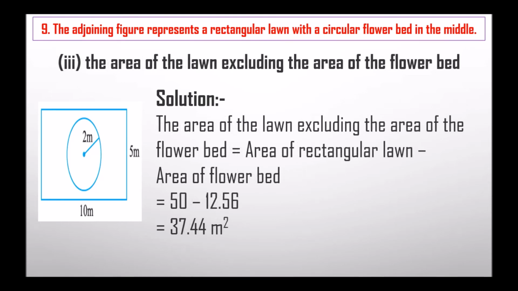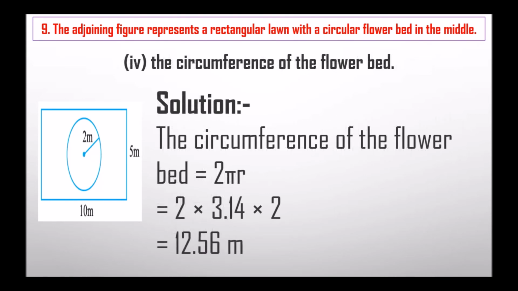The area of the lawn excluding the area of the flower bed. So area of the lawn excluding the area of flower bed equals area of rectangular lawn minus area of flower bed. So 50 minus 12.56, that is 37.44 meters square. Next, the circumference of a flower bed. Circumference of a flower bed equals 2 pi r. So 2 into 3.14 into 2, that is 12.56 meter.